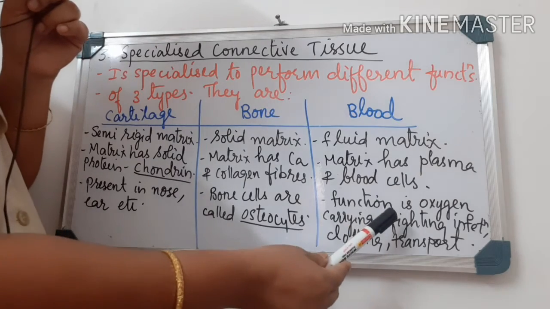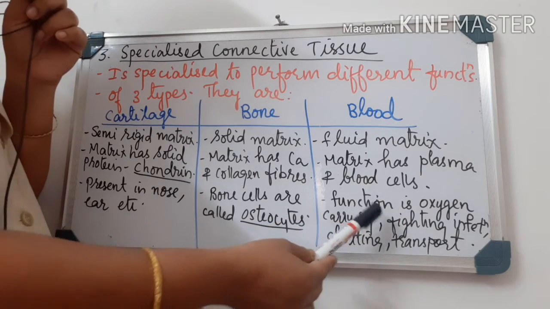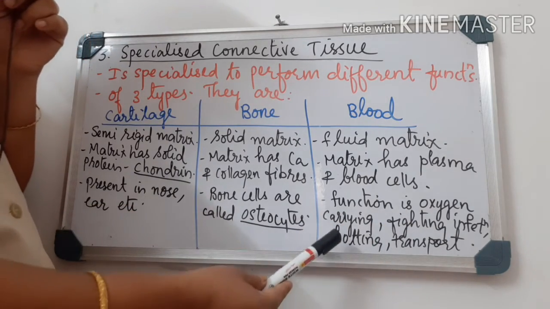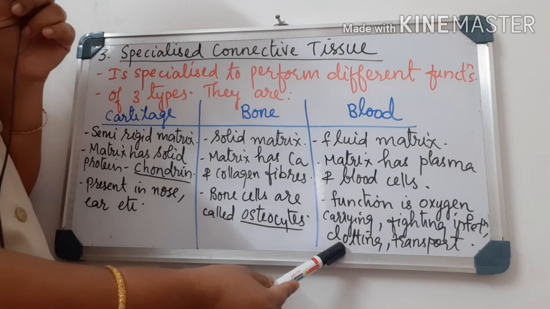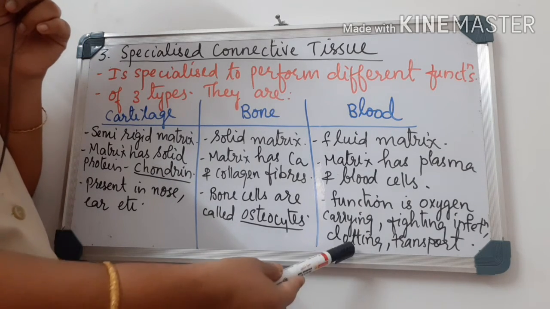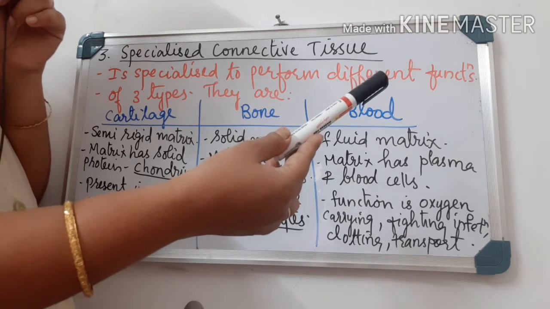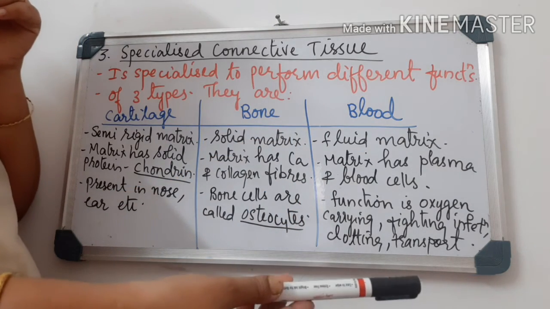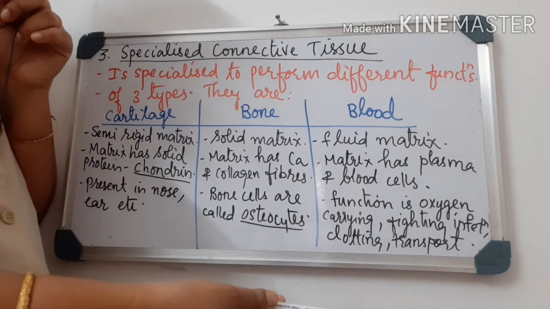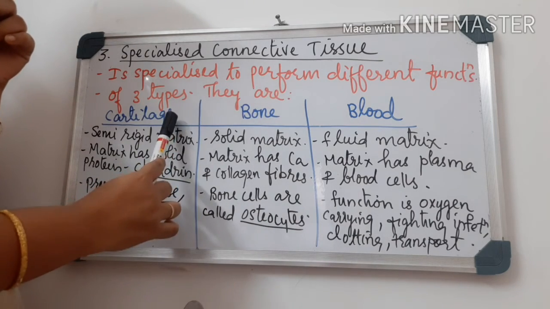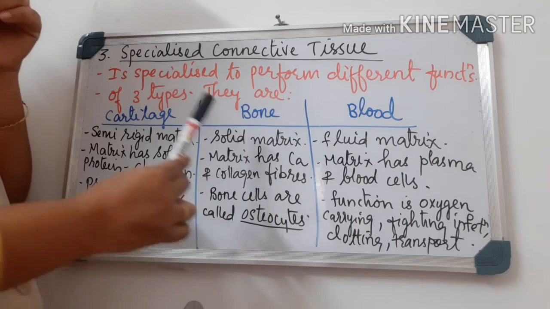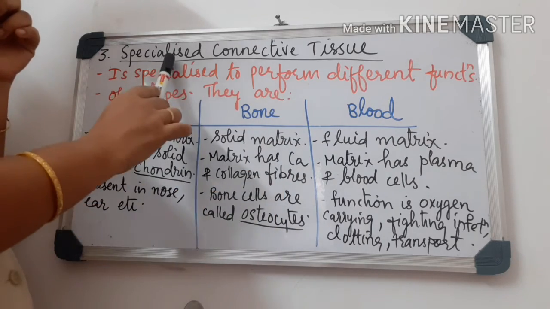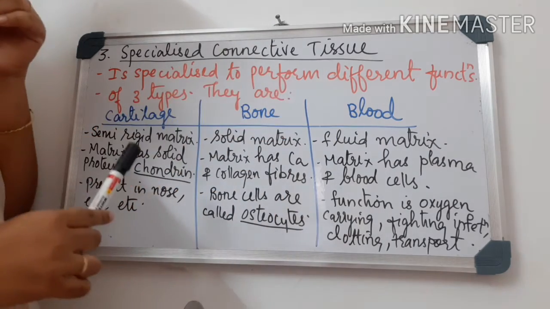The function of the blood is mainly oxygen carrying, then fighting infectious agents, then clotting of blood. It helps in clotting with the help of platelets. And the last function is transport of substances from one part of the body to the other. So these are the three important divisions coming under specialized connective tissue.